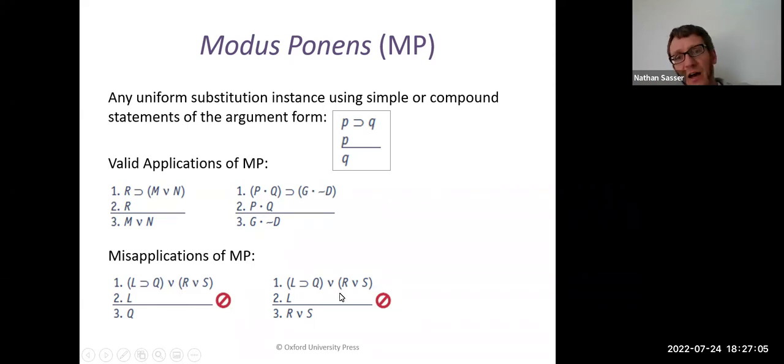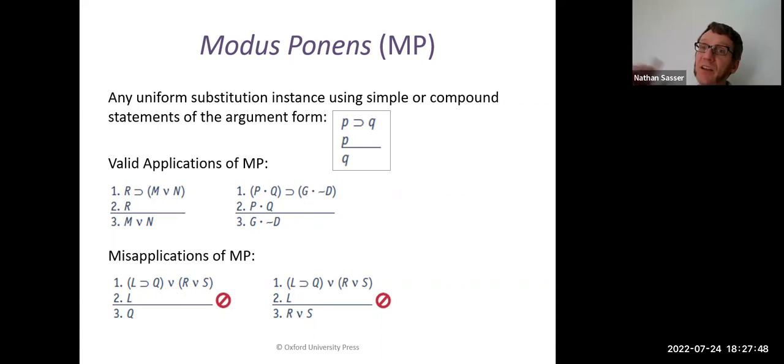Same thing over here. If you've got either if L then Q or R or S in line 1, and then you've got L in line 2, and they try to conclude R or S. Again, here's the issue. Is line 1 a conditional statement? No, it's not. It's not an if P then Q, it's an either-or. I don't even know what they messed up here. What was the mistake that they were making? It's not even close.